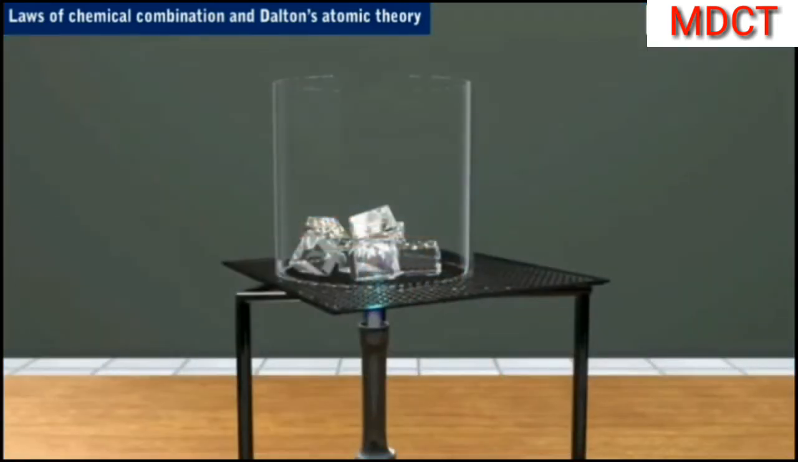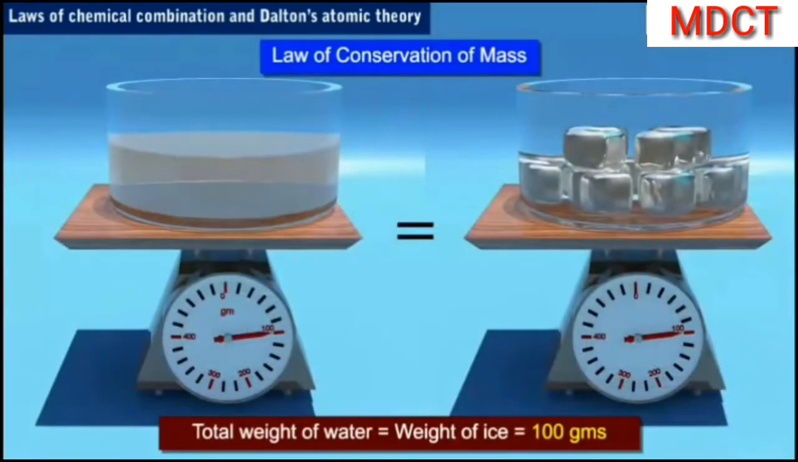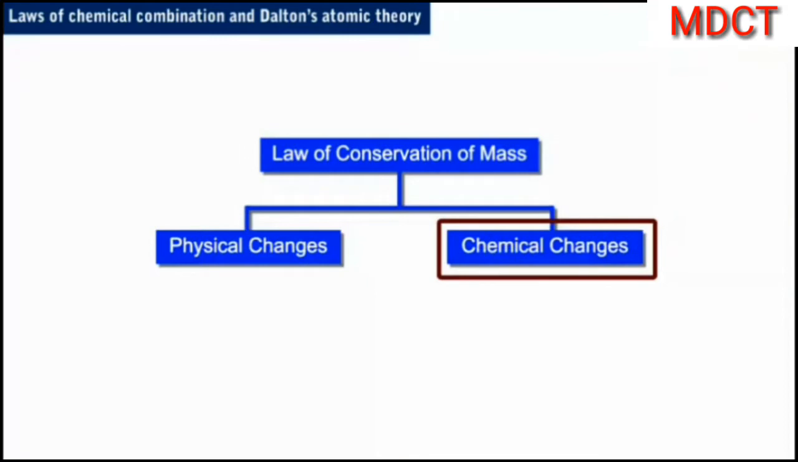This proves that when matter undergoes a physical change, like in this case, the total mass of the reactants is equal to the total mass of the products. Now, let's verify the part about chemical changes.